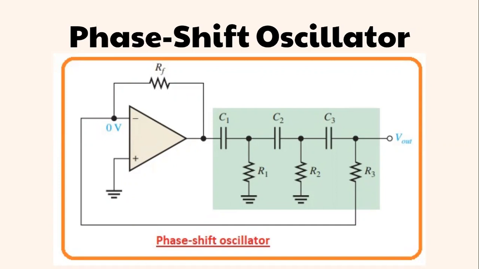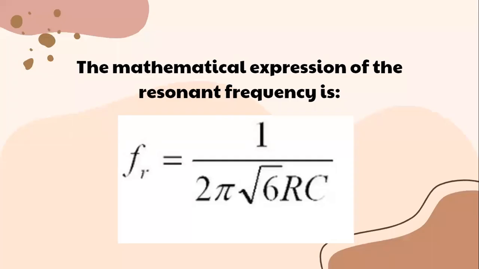And the oscillation exists at a frequency where the net phase shift in the 3 resistor circuit is 180 degrees. And the inversion of the operational amplifier offers the extra 180 degrees to fulfill the need of oscillation of 360 degrees. Then next is the formula of the phase shift oscillator, and the mathematical expression of the resonant frequency is resonant frequency equals 1 over 2 pi square root of 6 RC.